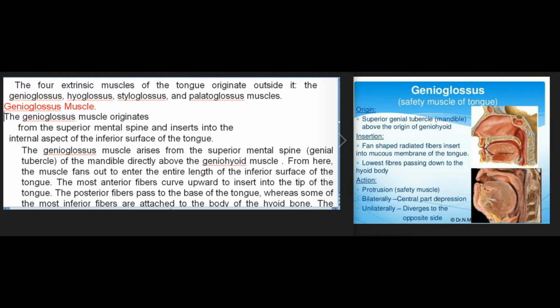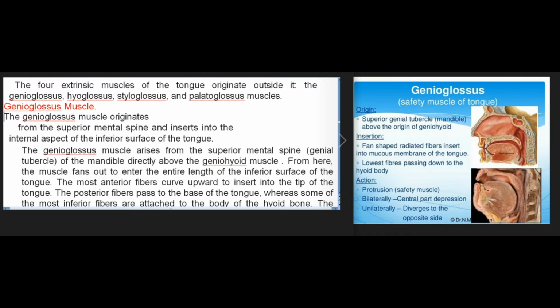Genioglossus muscle. The genioglossus muscle originates from the superior mental spine and inserts into the internal aspect of the inferior surface of the tongue. The genioglossus muscle arises from the superior mental spine, genial tubercle, of the mandible directly above the geniohyoid muscle. From here, the muscle fans out to enter the entire length of the inferior surface of the tongue. The most anterior fibers curve upward to insert into the tip of the tongue.